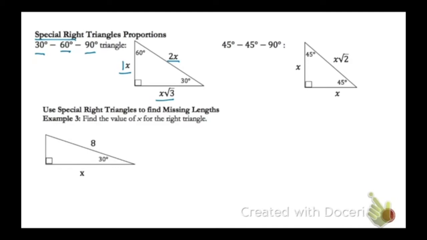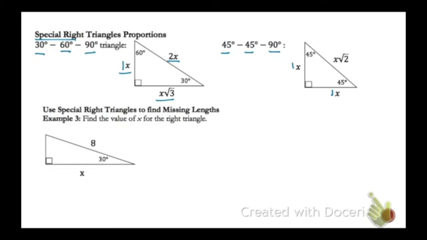The other special right triangle has the angles 45 degrees, 45 degrees, and 90 degrees. And those side lengths are in a proportion, starting with the legs that are across from 45 degrees. They are in a 1-to-1 ratio. And then the 90-degree side is 1 times the square root of 2. Or we can think of it as 1x to 1x, and x times the square root of 2.